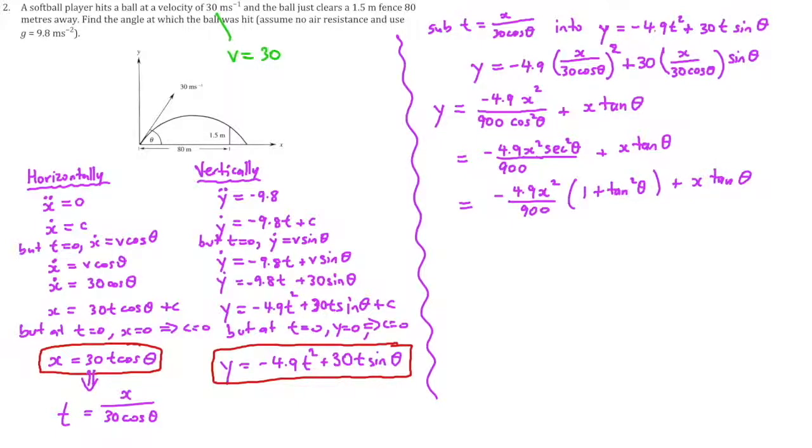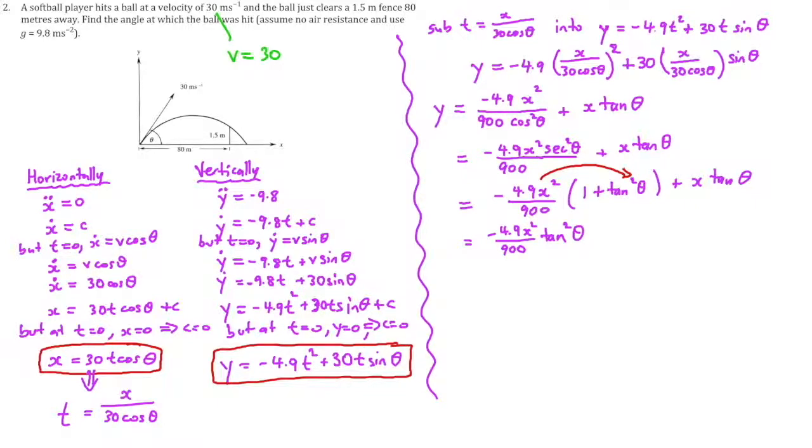So we get that value there. And now we're going to have to expand the bracket. This is going to times to the 1, then it's going to times to the tan squared. And we'll end up with minus 4.9 x squared. I want to do the tan squared first. I'm actually going to do this part first, and you'll see why in a moment. So I get minus 4.9 x squared over 900 tan squared theta.